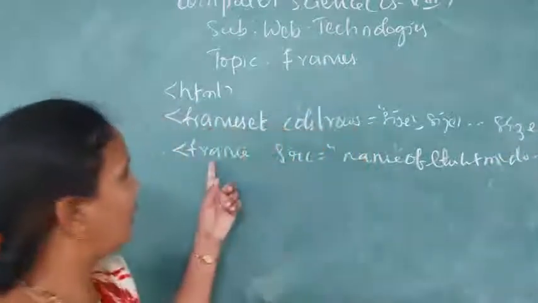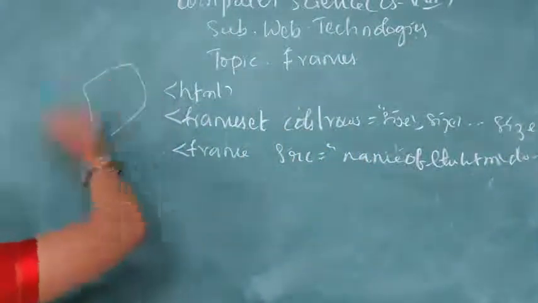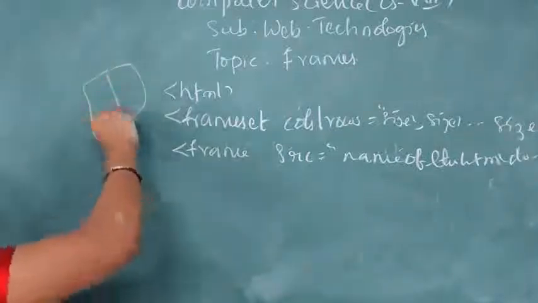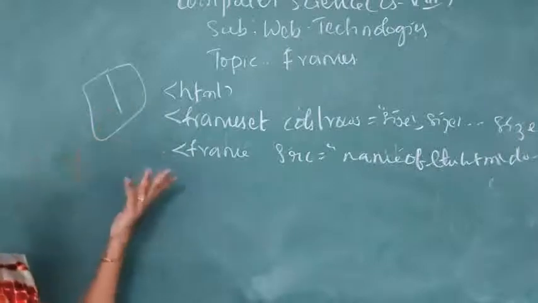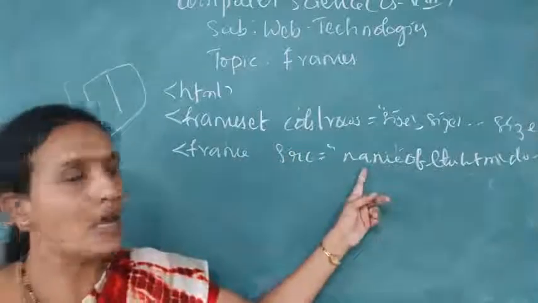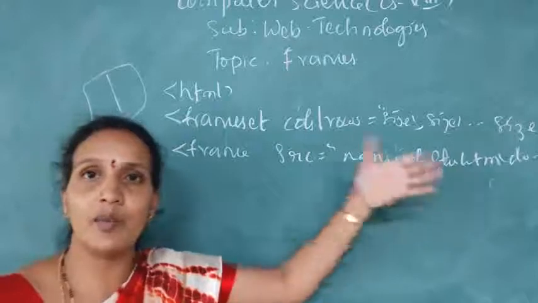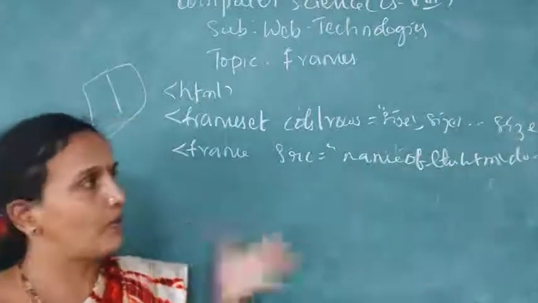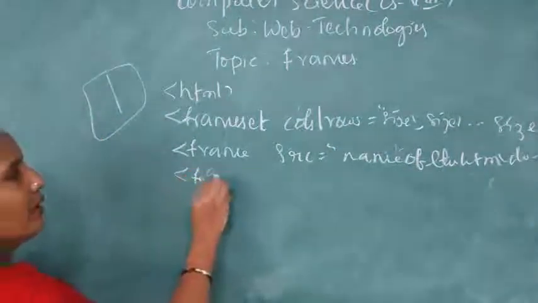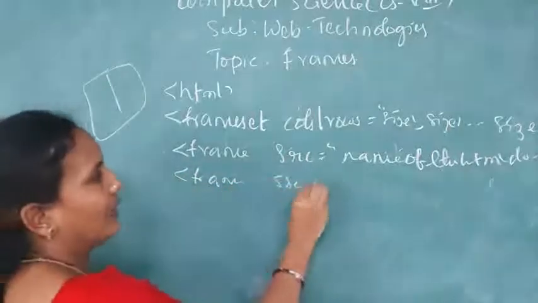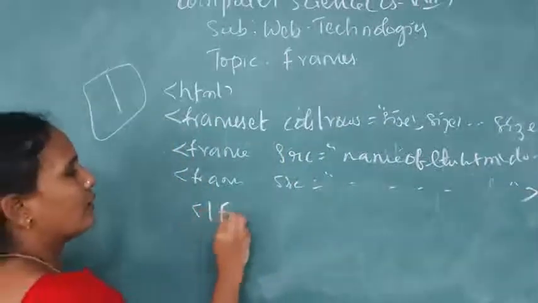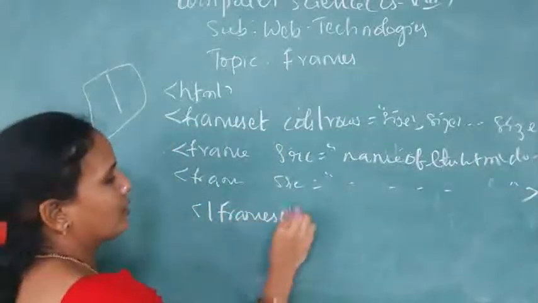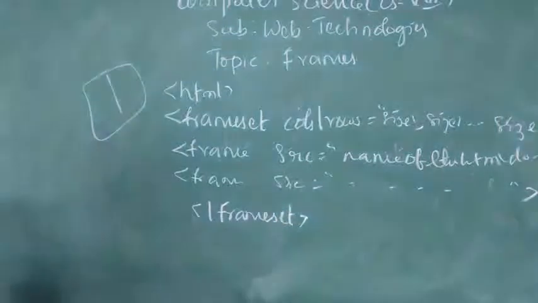See here, take the browser window as an example. We are dividing the browser window into columns. So this is called a frame, and this is called a frame. In this frame, which document do you want to execute? That is nothing but the name of the HTML document which you want to execute in the browser window. Second frame, like this. You can give as many frames as you want. Now close the frameset. Take a screenshot of the syntax.